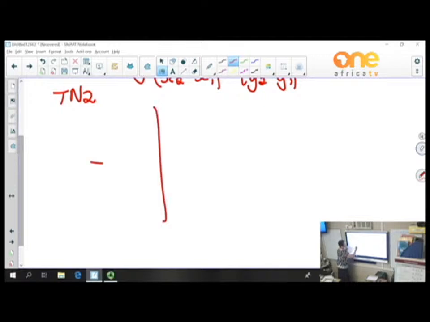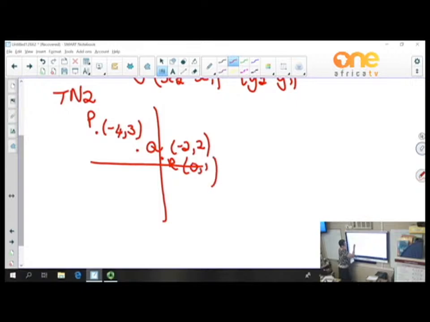Right, and I said let's draw the pictures just to understand it a little bit more. So the first one is -4, 3, which is P. The second one is -2, 2, Q. And then the last one is R, which is 0, 1. So this is more the direction of this straight line. Show that the lengths of PQ, QR, and PR, that's what we need to calculate.